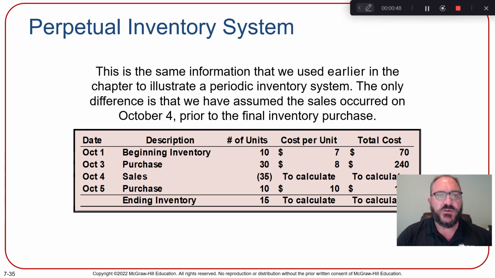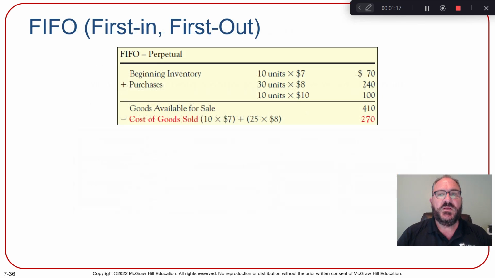So if you take a look here, we have a beginning inventory, right? Then we have a purchase. So these two are going to be in inventory. And then we make the sale. Now, because we're making the sale on October 4th, the only inventory we can even think about is October 3rd and October 1st. That's different from periodic. In periodic, you would check all of them. So let's take a look, okay?